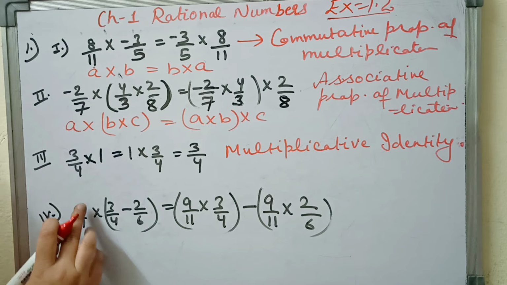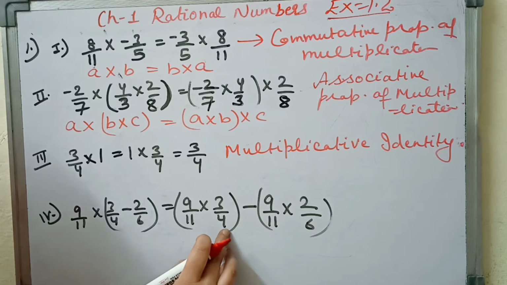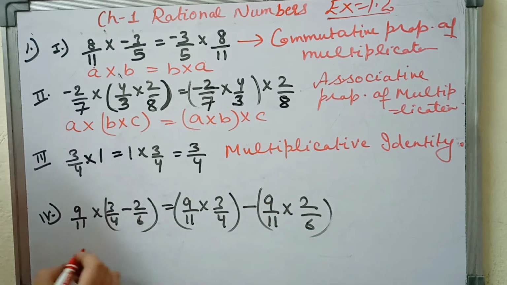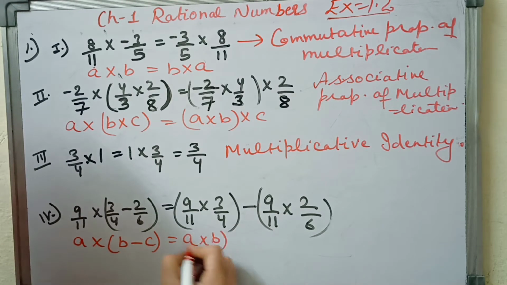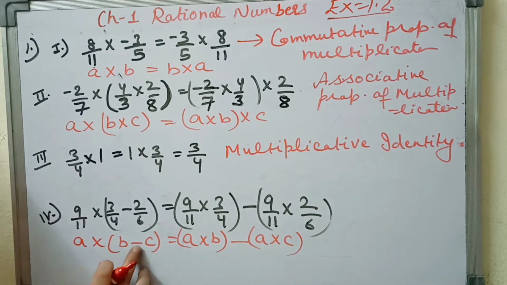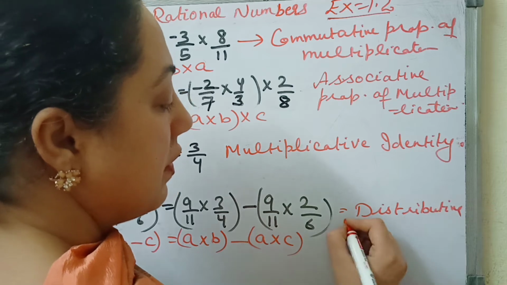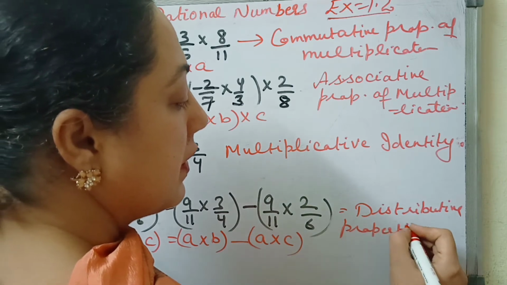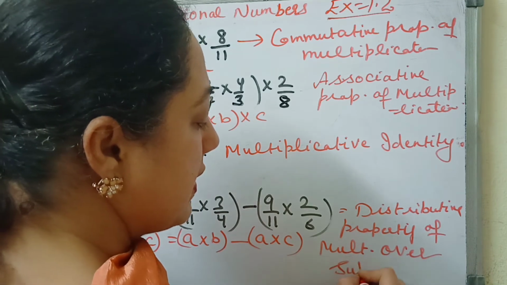And the fourth part is 9 over 11 into (3 over 4 minus 2 over 6) equals 9 over 11 into 3 over 4 minus 9 over 11 into 2 over 6. This is of the form A into (B minus C) equals A into B minus A into C. Here the multiplication and subtraction, the two operations work together. So this is the distributive property of multiplication over subtraction.